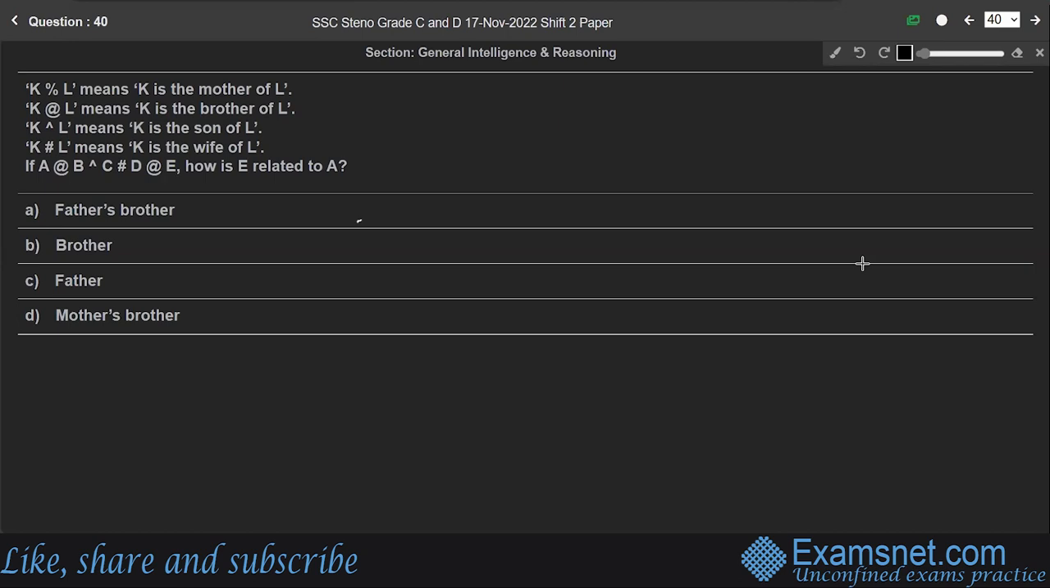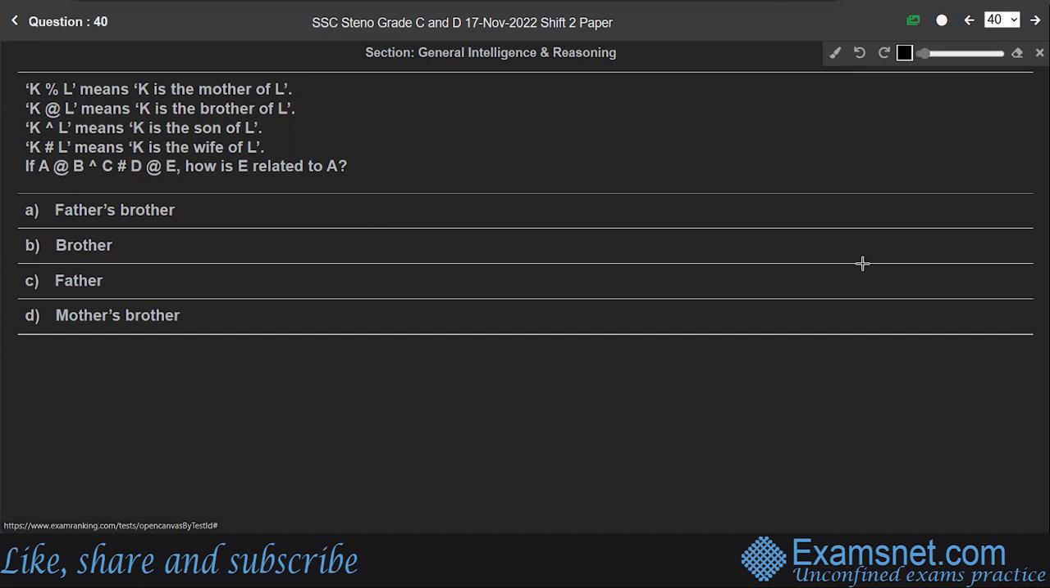Question number 40. K percentage L means K is the mother of L. K at the rate L means K is the brother of L. K cap L means K is the son of L. And K hash L means K is the wife of L. If A at the rate B cap, C hash D at the rate E, how is E related to A?